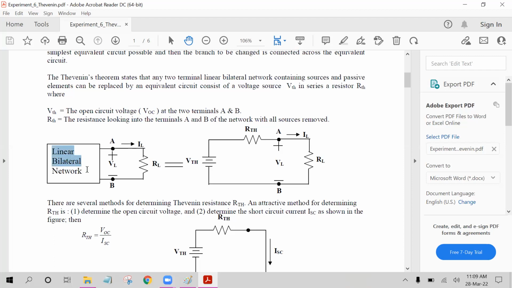Okay, so Thevenin theorem is applicable for a linear and two-terminal network. Bilateral also means two-terminal. So what is linear network and what is non-linear network?